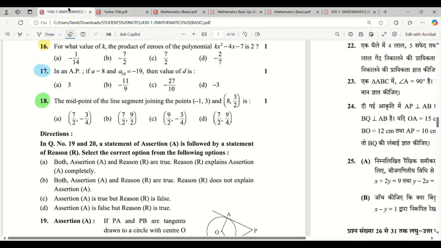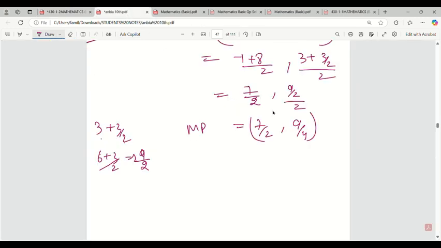This is the midpoint of the 2 points, 7 by 2 comma 9 by 4. This is the answer. Option D is the correct one.